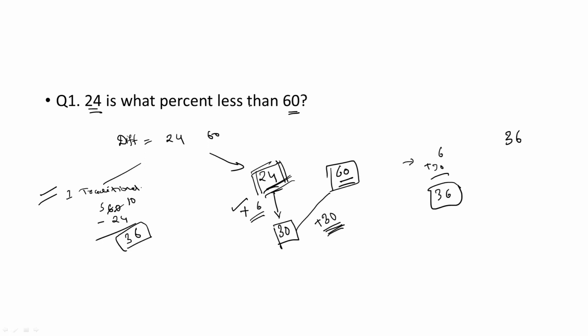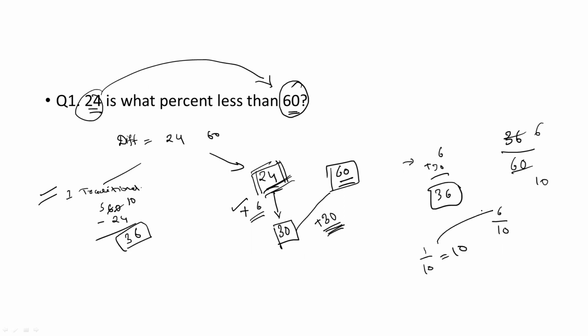Now what do I have to calculate? I have to take the reference value. What is the reference value here? The reference value is this 60, because I have to calculate 24 is what percent less than 60. So 36 by 60. 6 times 6 is 36 and 6 times 10 is 60, so 6 by 10. You know the value of 1 by 10 is nothing but 10%. So the value of 6 by 10 is multiplied by 6 over here, and again by 6 over here, that is 60%. Are you getting my point?